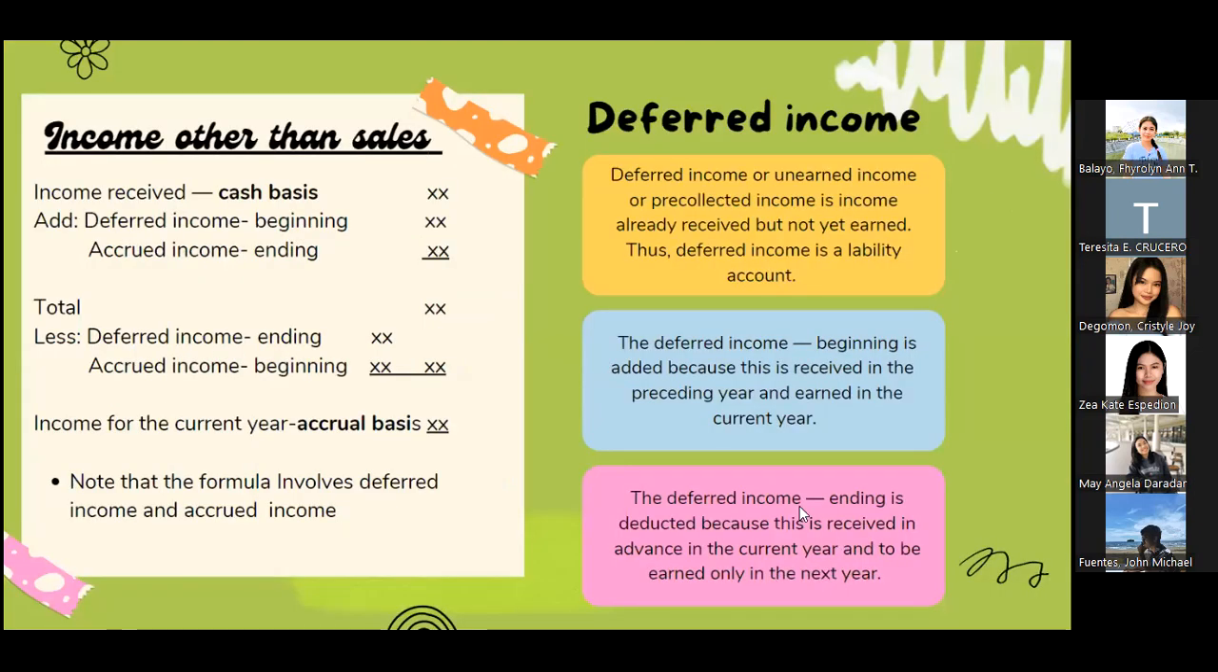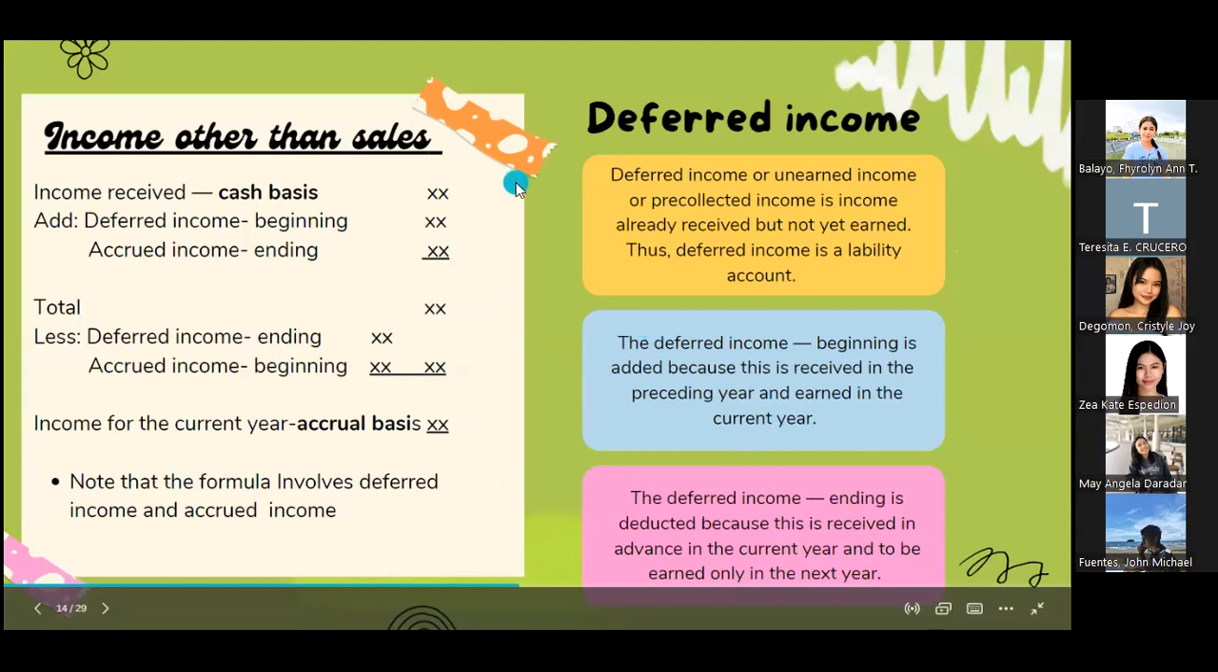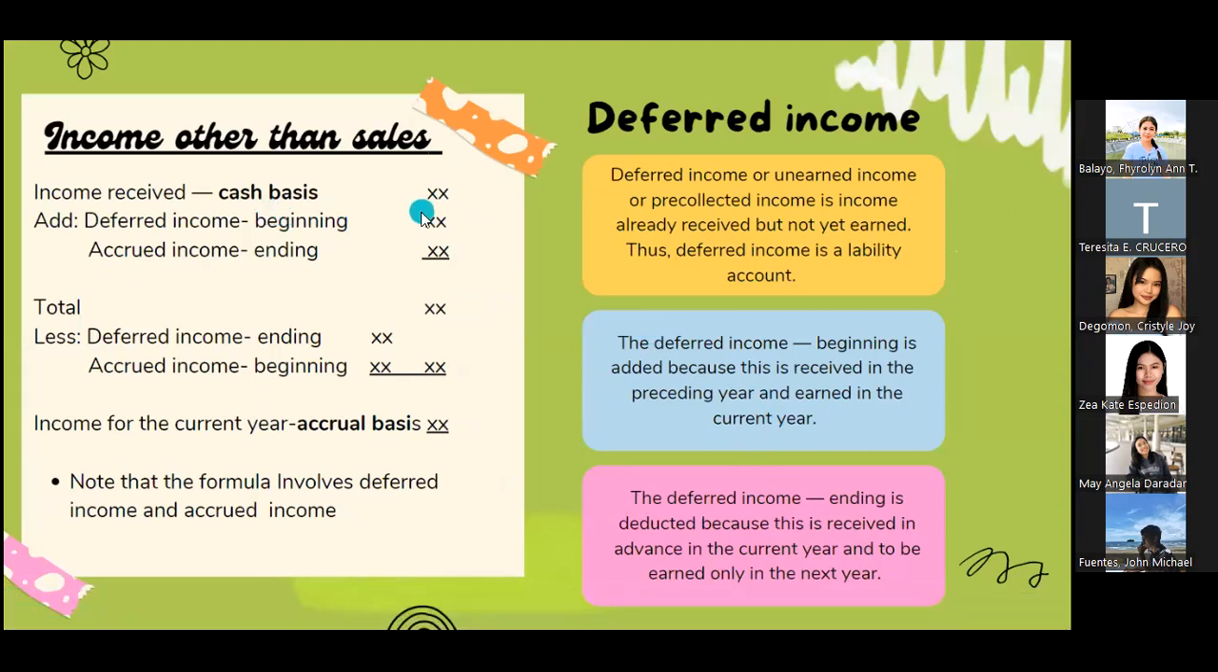So, let's go back to the formula. Income other than sales: income received, cash basis, add the deferred income beginning and accrued income ending, total, less the deferred income ending, less accrued income beginning. So this is the income for the current year, accrual basis.